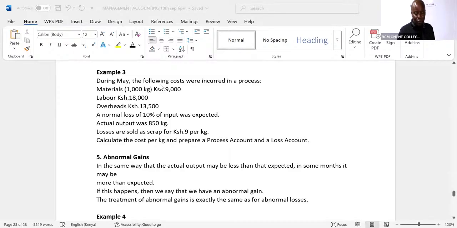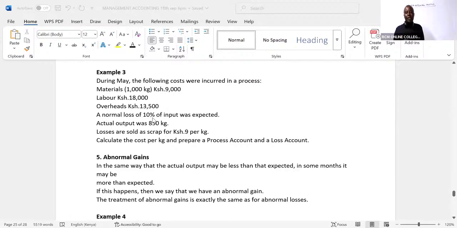Normal loss is 10% of the input, which was expected. Actual output was 850 kilograms. Losses are sold as scrap for Kenya shillings 9 per kilogram. So they want us to calculate the cost per kilogram and prepare a process account and a loss account.